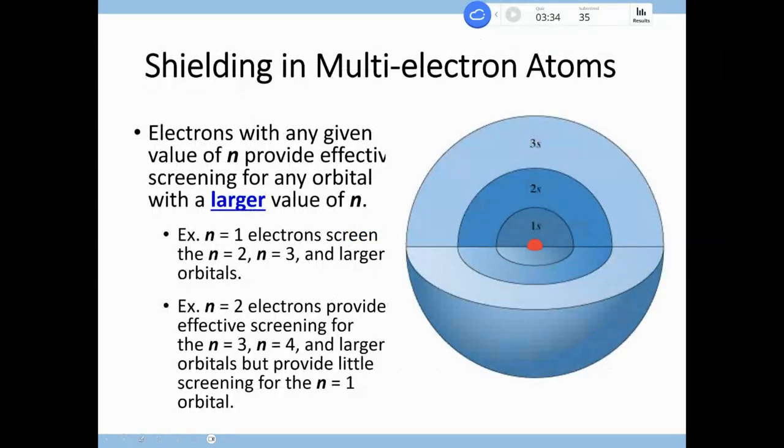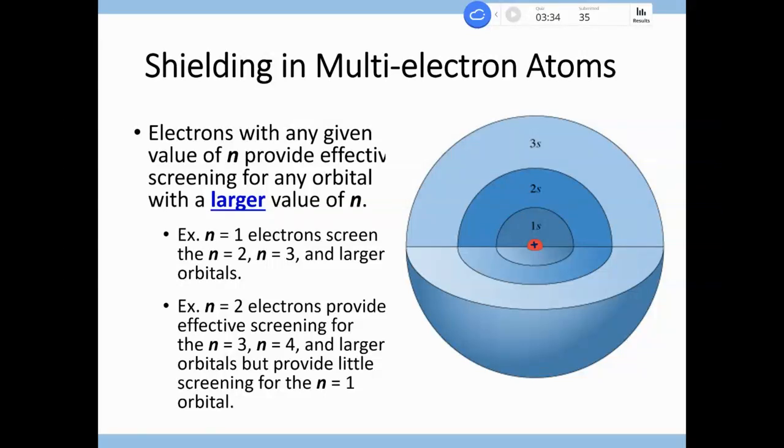We have this diagram here. We have our positively charged nucleus in the center there. The 1s electrons, so this is representing spherical s orbitals. 1s electrons, closest to the nucleus, shield 2s electrons, they shield 3s electrons from the nucleus. If there were 4s electrons or 4p electrons, they would shield all of those outer electrons.